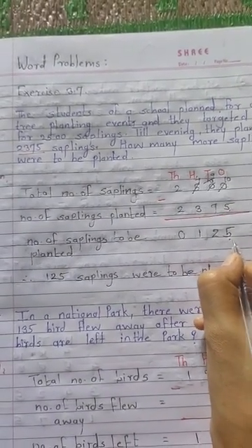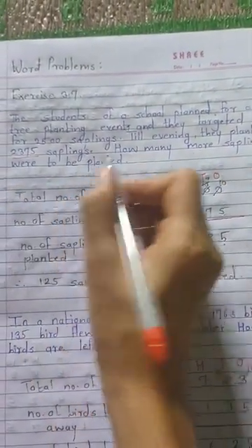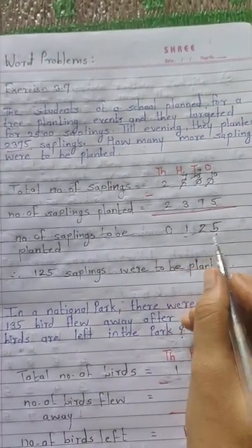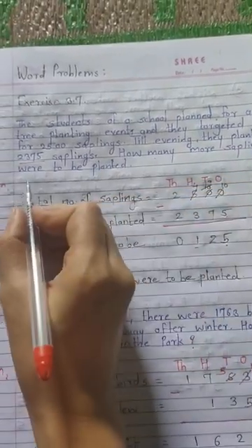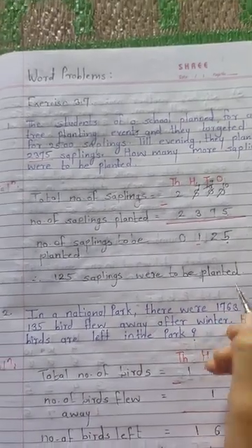125. So how will you write the answer? You will take the last sentence of the example. Instead of how many, you will write the answer, that is 125. 125 saplings were to be planted. This way you can write the answer in words.